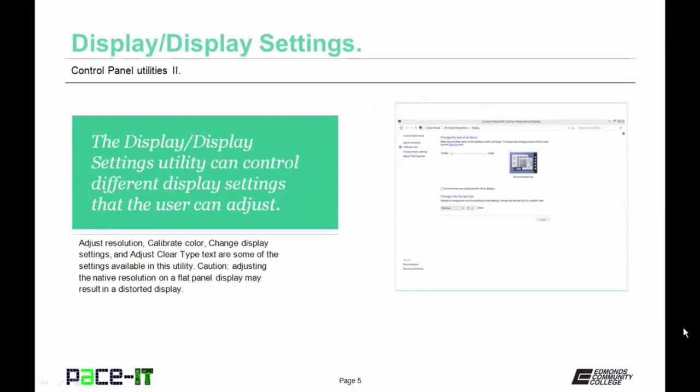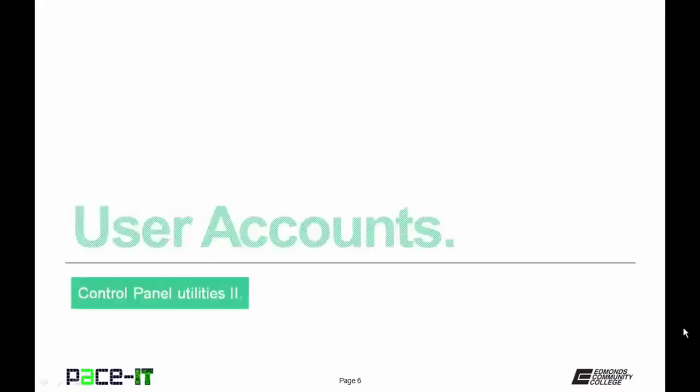We're going to begin with the Display Settings applet. This utility can control different display settings that the user may adjust. You can adjust resolution, calibrate color, change display settings, adjust ClearType text. Those are just some of the settings that you can change. You do need to use caution if you're using a flat panel display. They do have a native resolution. If you change the resolution, you may have a distorted image.